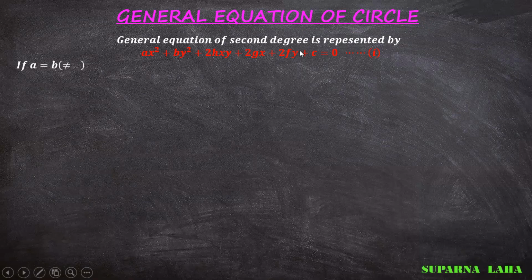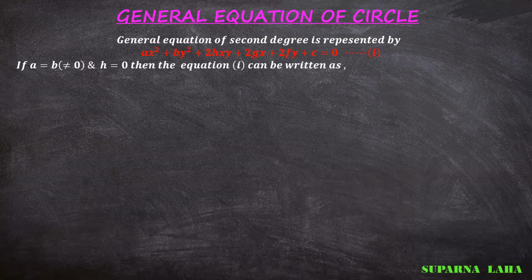So here the condition is a equals b, which is non-zero, and h is equal to 0. If we put these two conditions on the general equation, equation 1, we can find the general equation for the circle. So that will be ax square plus ay square plus 2gx plus 2fy plus c equals to 0.